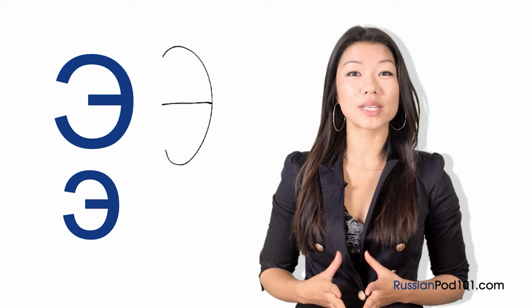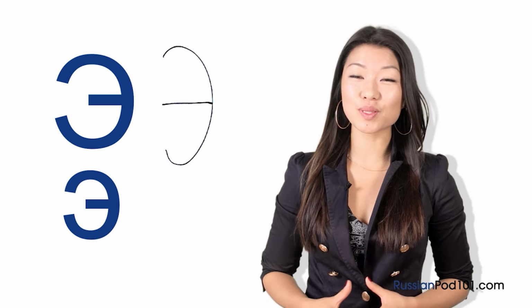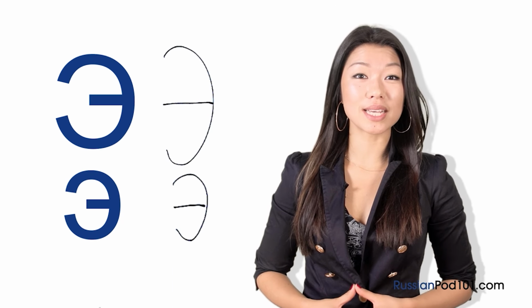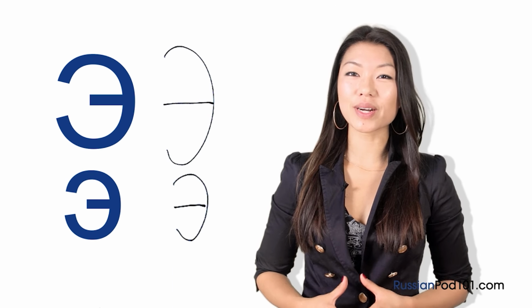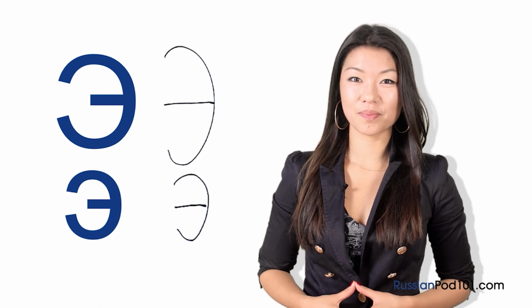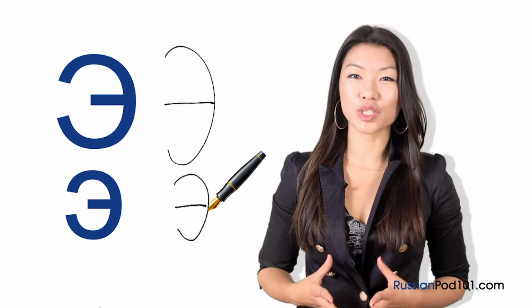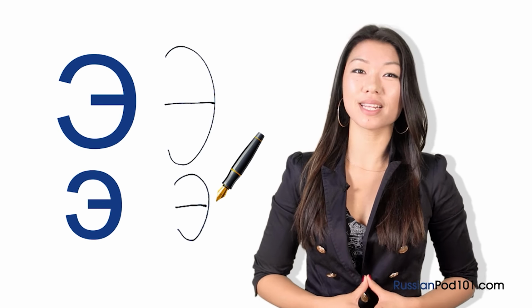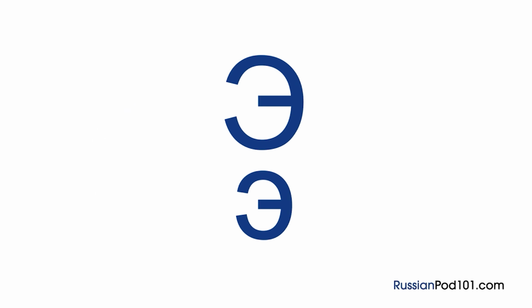Uppercase E is pretty easy to write, and because it looks quite similar to the printed version, it's also easy to read. It's written in 2 strokes. The lowercase is also easy. Lowercase e looks like this, very similar to the uppercase. Again, this is written in 2 strokes. Note that you have to pick up your pen before starting the next letter. Time to write it yourself.